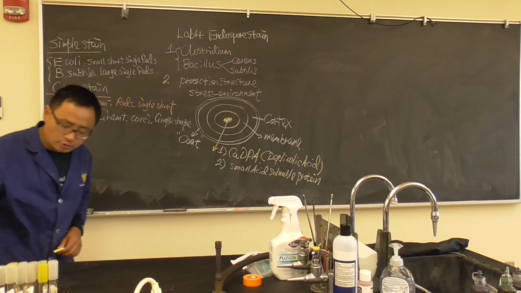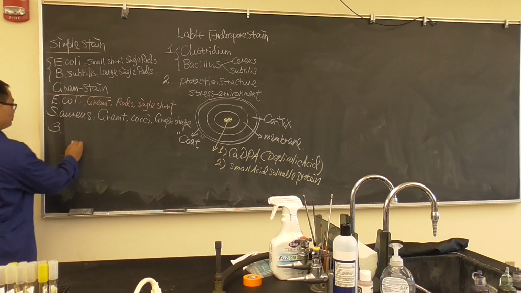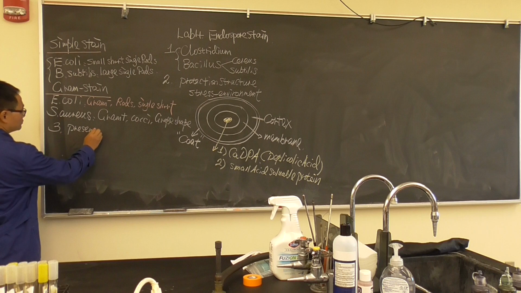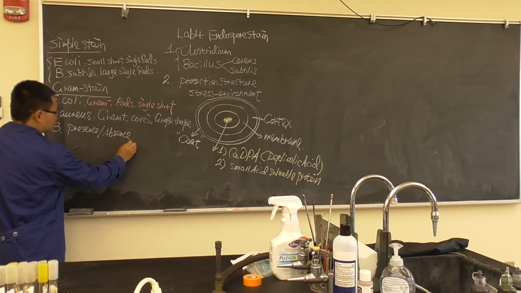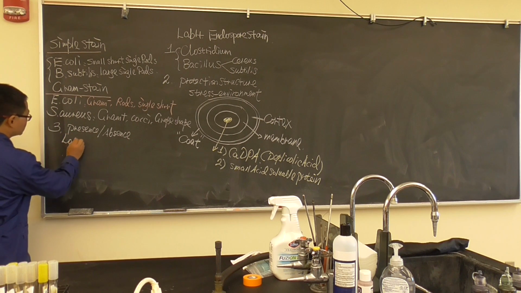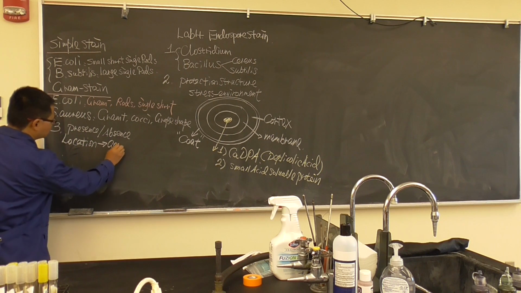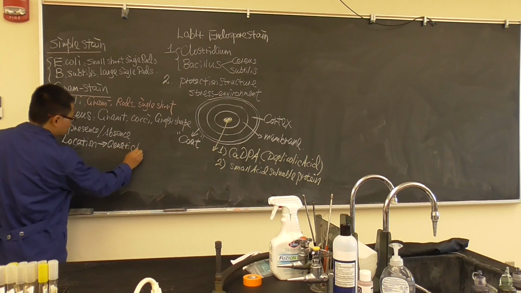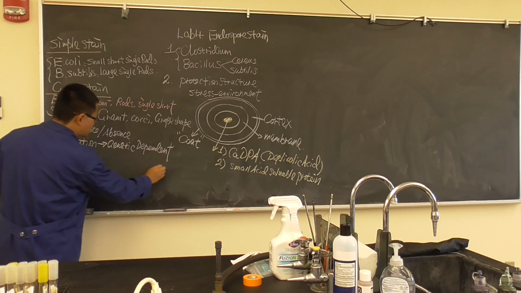And there is a third question. Why do we want to do the endospore stain? Because we want to see the presence or absence of endospores. This is the first thing. The second, we need to know the location of the endospore, because the location of the endospore is genetically dependent. And we mentioned this in the lecture.